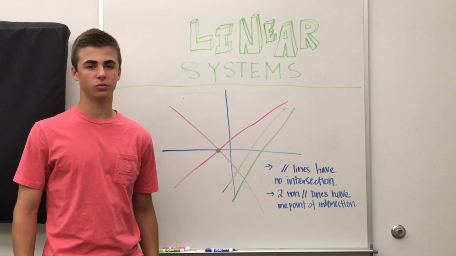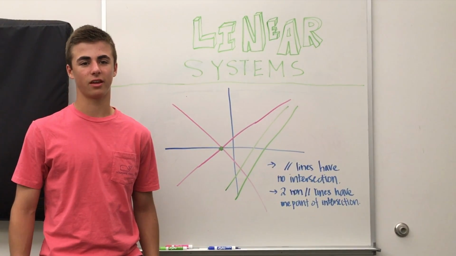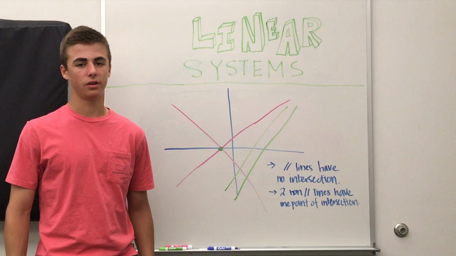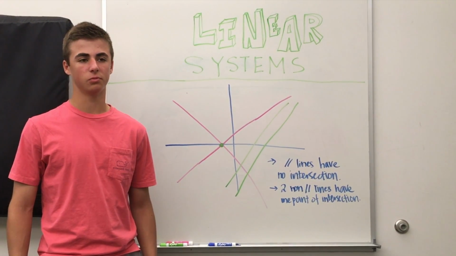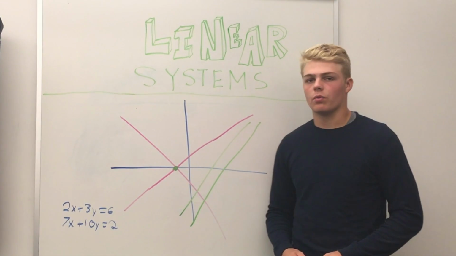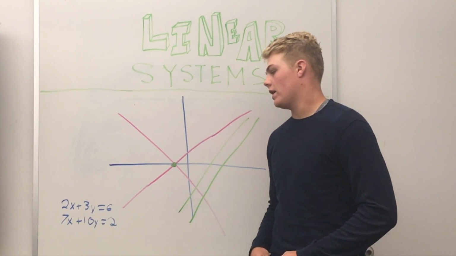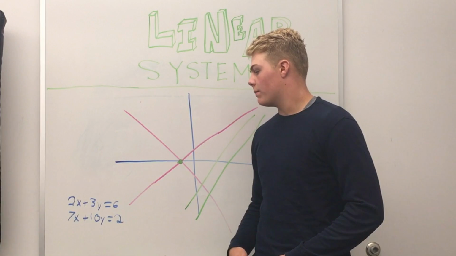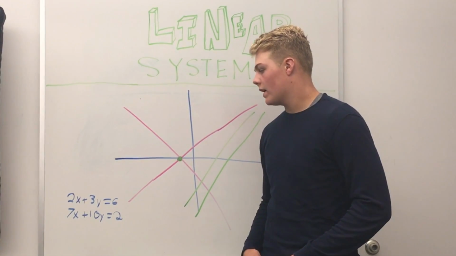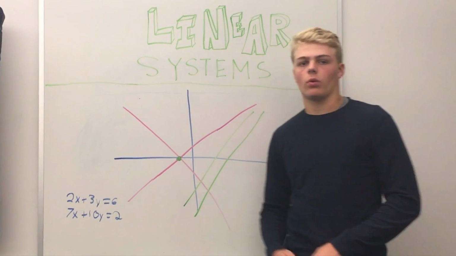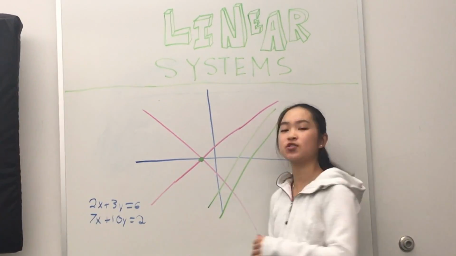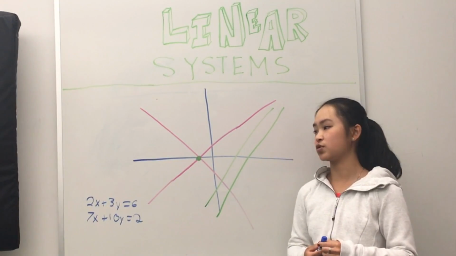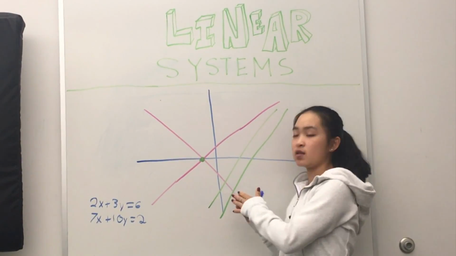Two parallel lines will have no solution due to the fact that they have the same slope, and two lines that intersect will have one solution because they have different slopes. When solving a linear system algebraically, we are trying to find an answer for our x that makes both equations true, and an answer for our y that makes both equations true. The x's that make both equations true and the y's that make both equations true graphically represent the point of intersection.